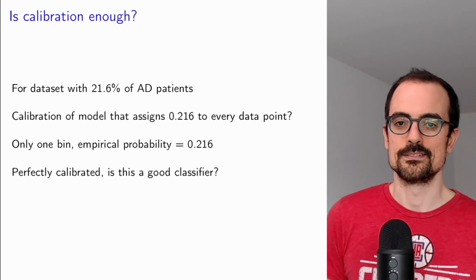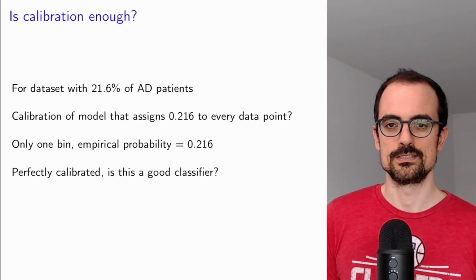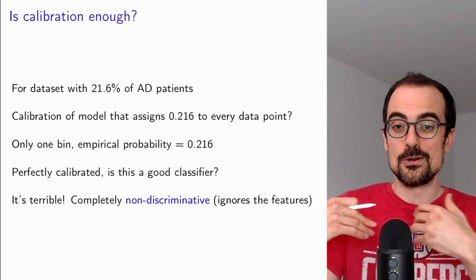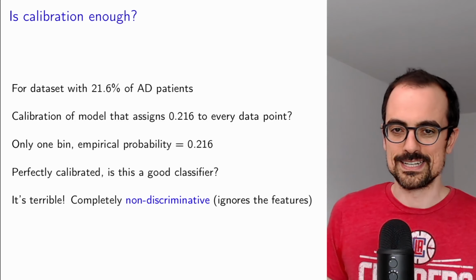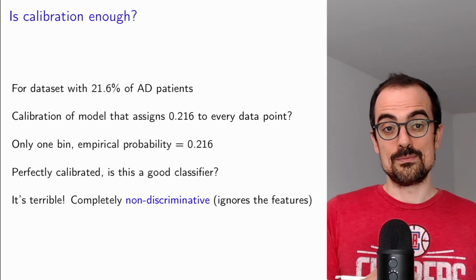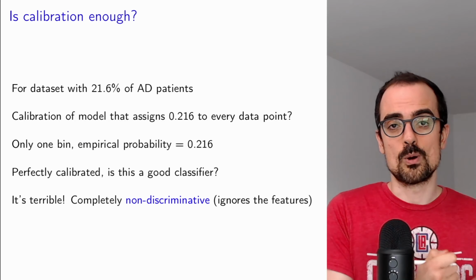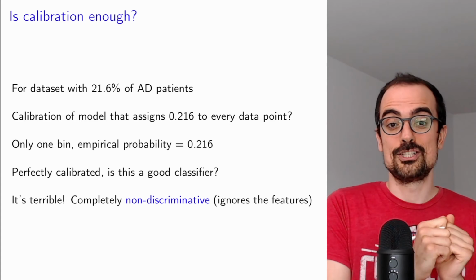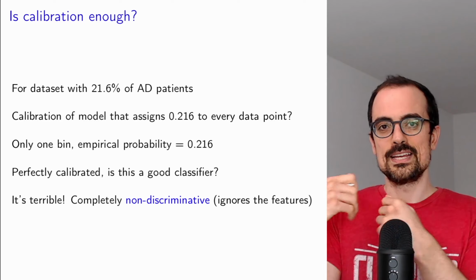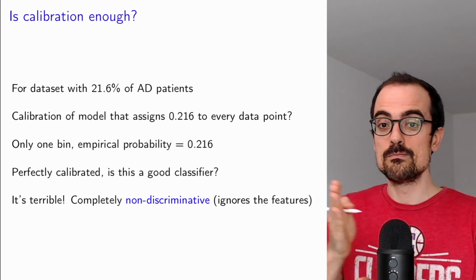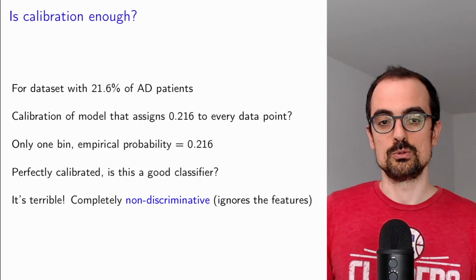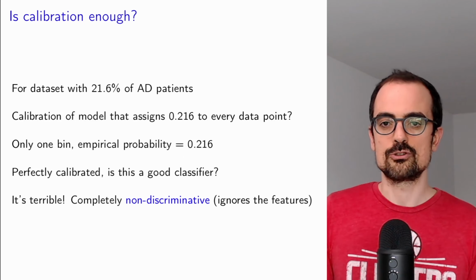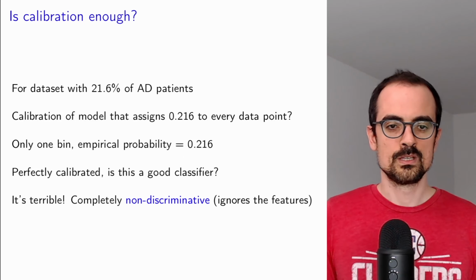Is it a good classifier? Maybe stop the video, think about it. It's a horrible classifier. I just told you the classifier is not even looking at the features. It's completely non-discriminative. So calibration is important in the sense that you want the probabilities to be meaningful, but the probabilities being meaningful does not mean that they are going to be discriminative and enable you to separate the data points between the classes. So you still need something like AUC to tell you how discriminative the classifier is.